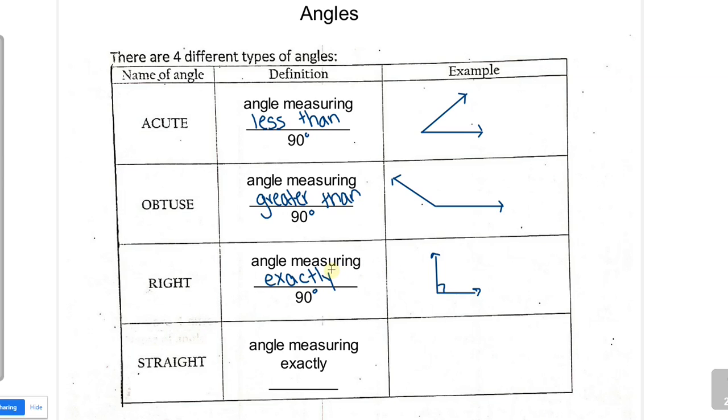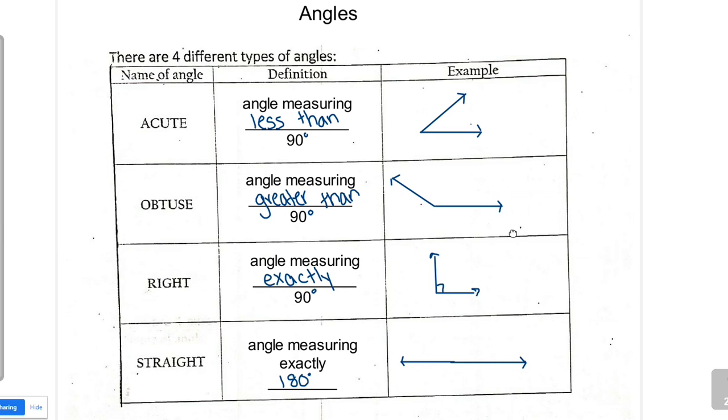Then a straight angle measures exactly 180 degrees. So it makes a straight line. If we have one side of our angle, when we draw the next side, it's going to go straight out. So it creates a straight line.